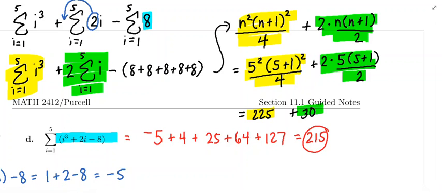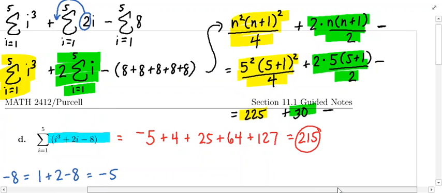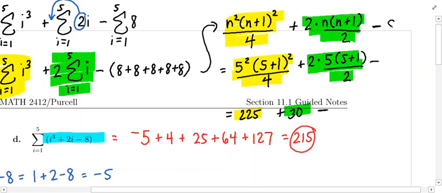And then we have to worry about this last summation. We've already talked about what it is. You're basically subtracting the result of this series, so we're subtracting 8 plus 8 plus 8 plus 8 plus 8, which we know is 40. The shortcut was to take the constant 8 and multiply by the upper limit of summation, which is 5. So basically we're subtracting 40.